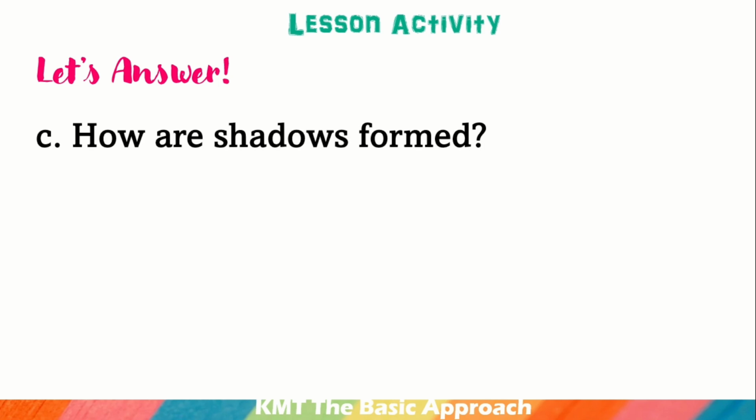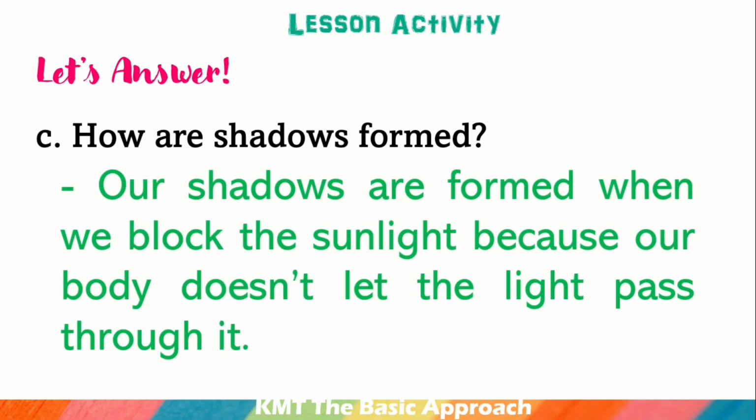Letter C. How are shadows formed? Excellent! Our shadows are formed when we block the sunlight because our body does not let the light pass through it.